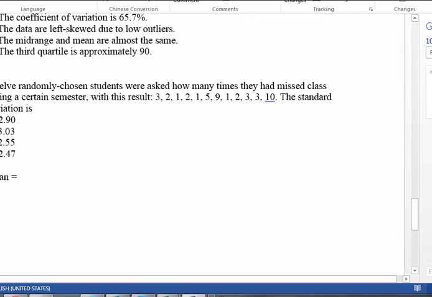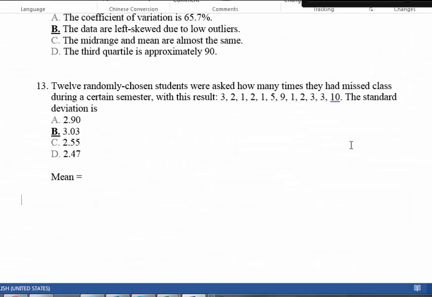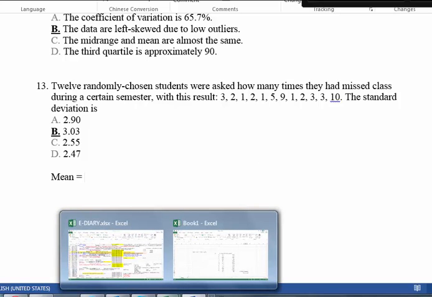I think that's the last question. Yes, last question. Okay, for question number 13, 12 randomly chosen students were asked how many times they had missed class during a certain semester. With these results right here, what is the standard deviation? Right? For this one, I'm going to solve this problem using Excel. Okay, let's move on to an Excel spreadsheet.